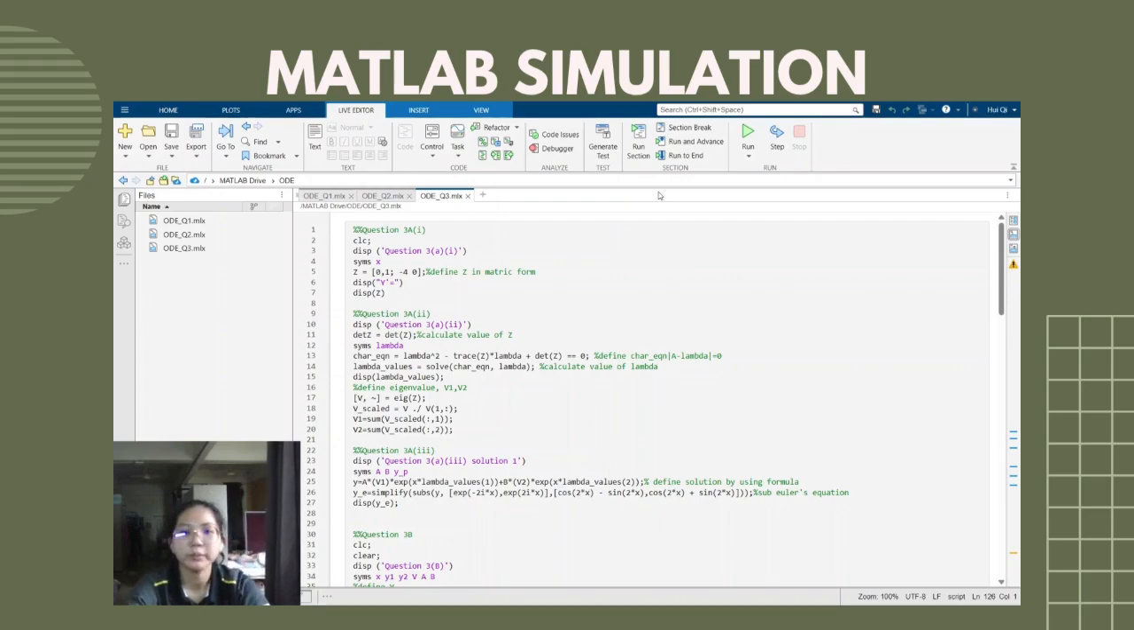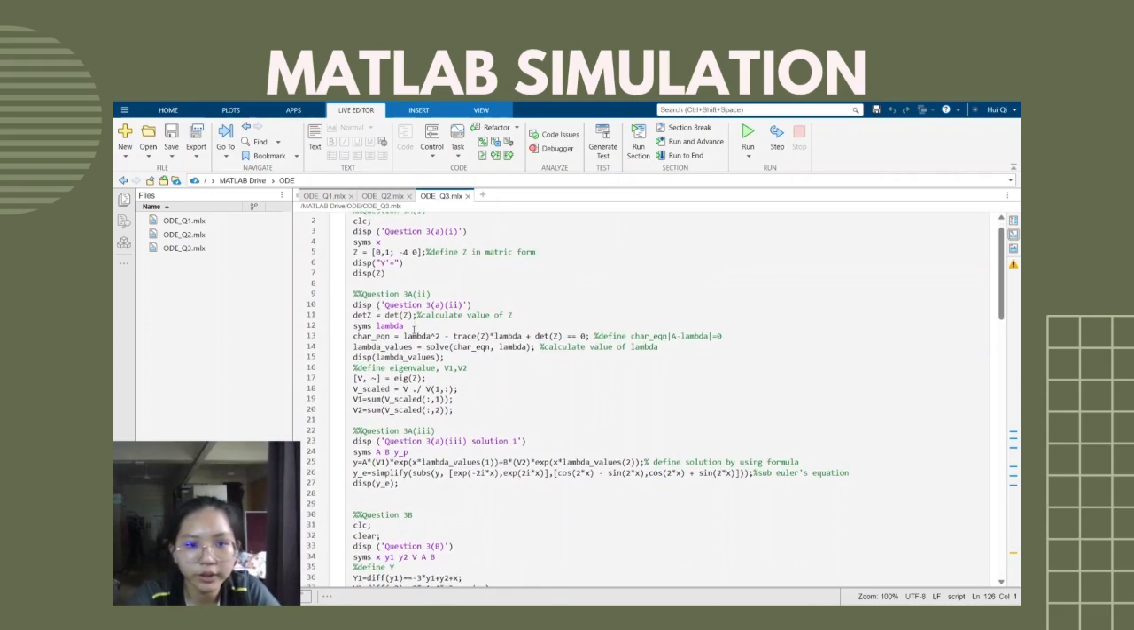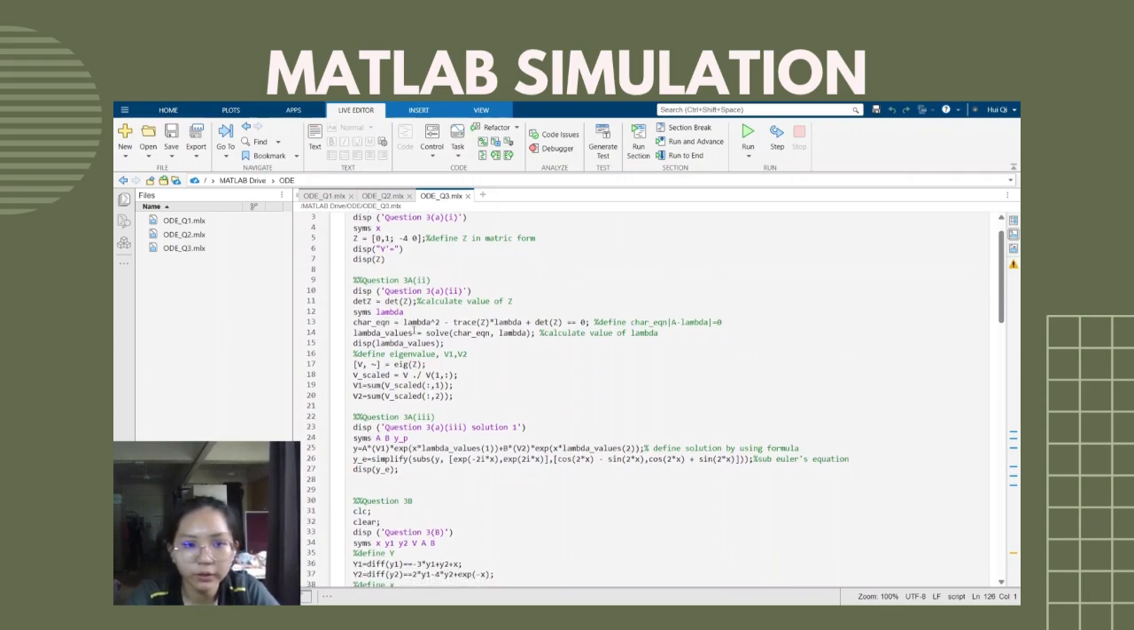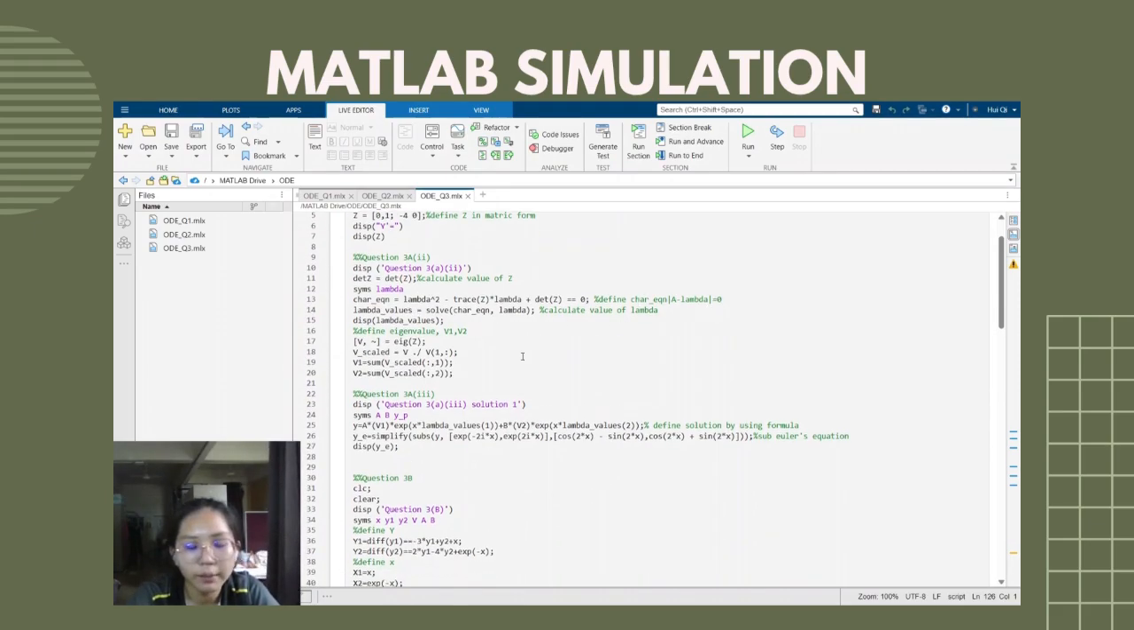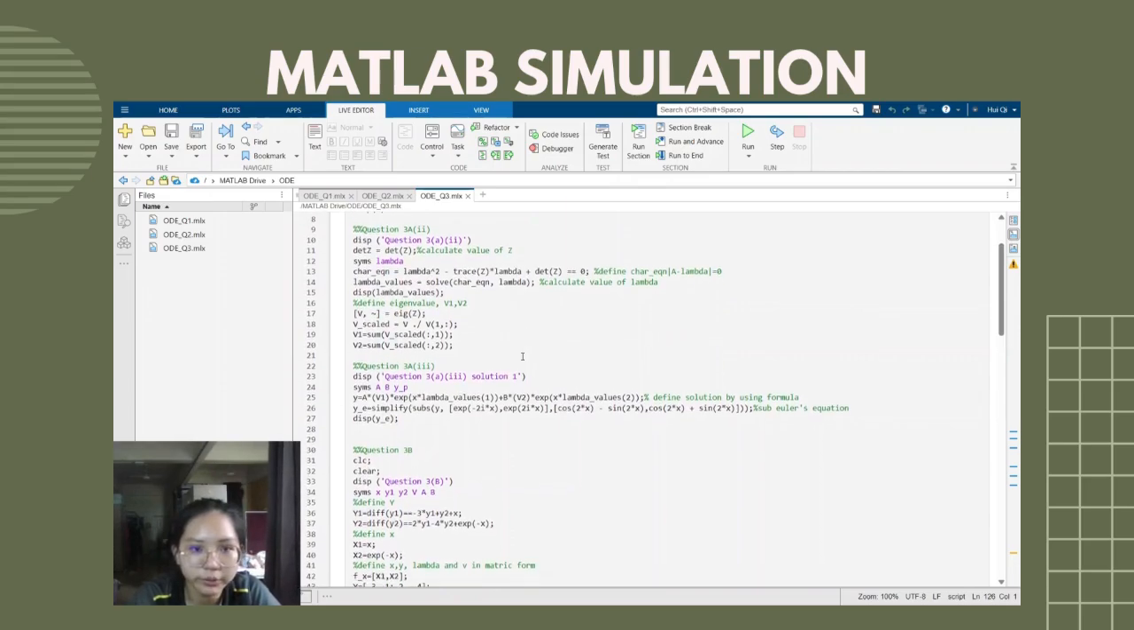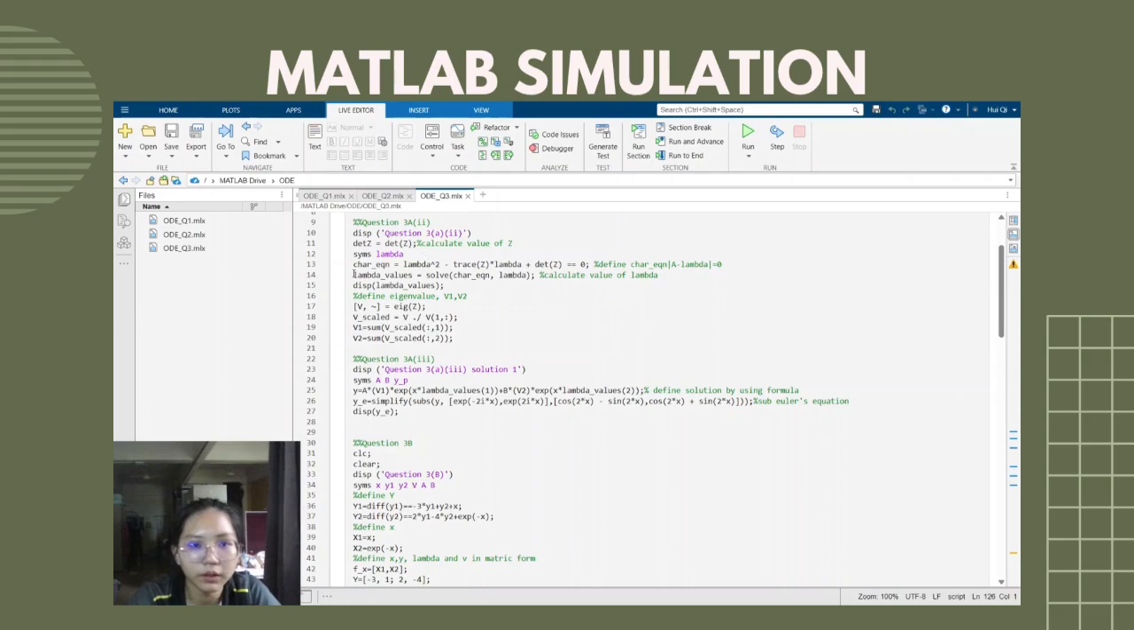This is our question 3 simulation lab. For question 1A, we define the Z in matrix form by using lambda type in, and in question 3A2, we find the value of matrix Z, and we find the value of lambda by using the equation A minus I lambda equals 0. And this is the equation showing. Now we define the eigenvectors V1 and V2 by saving the matrix form.